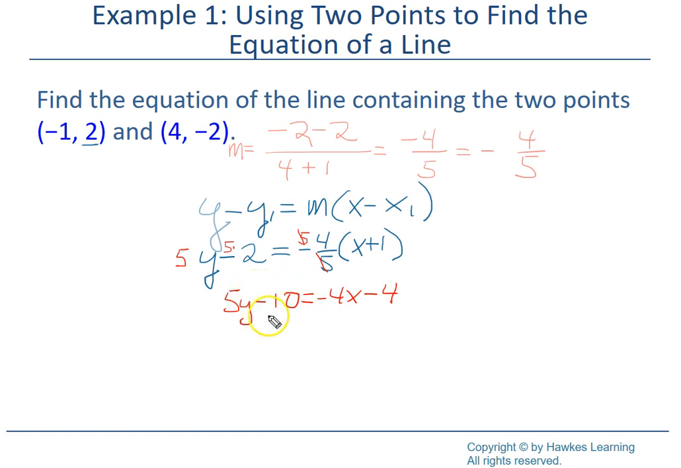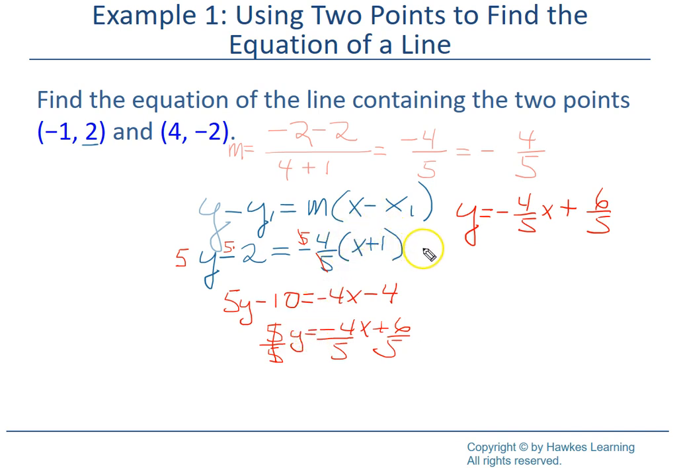Now I want to transpose this negative 10 to the other side, so I get 5y equals a negative 4x. I'm going to take this value here to the other side where it becomes a positive 10, and a negative 4 gives me a positive 6. And now I'm going to divide everything by 5. Here the 5's cancel out, and I get y. I'll write it up over here. y equals a negative 4/5 x plus 6/5.